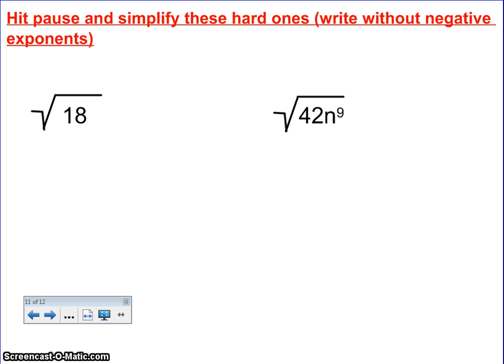The first one over here, we've got the square root of 18. The perfect part of 18 is 9, and our leftover is 2. 9 times 2 is 18. And we know that the square root of 9 can come outside and be a 3. So our final answer is 3 square roots of 2.